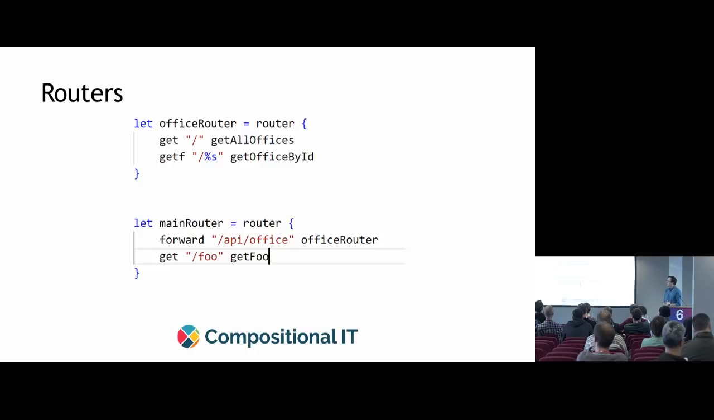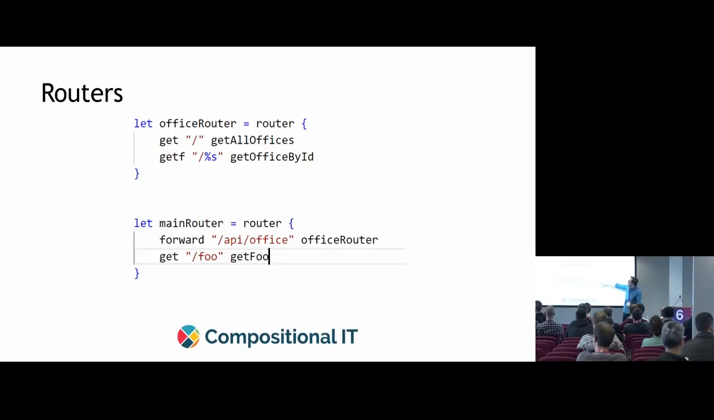So here I've got two example routers. In F#, we'll read bottom to top because our dependencies need to be specified first within F#. So let's look at this main router at the bottom first. And for that, we've created a router, and we say anything that comes in on this API Office endpoint, we're going to forward through to our Office router that we defined elsewhere. Alternatively, if we get a GET request on that /foo path, then we'll call that getFoo function.